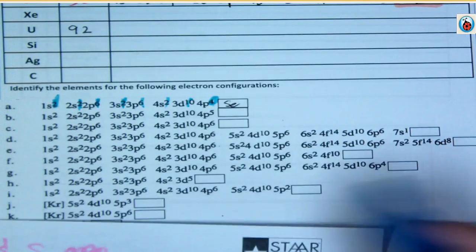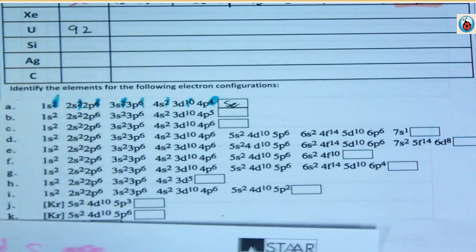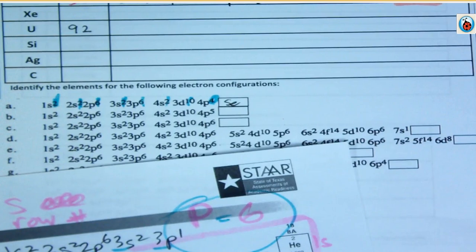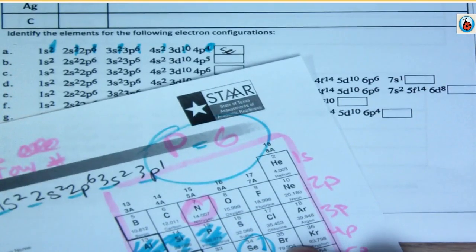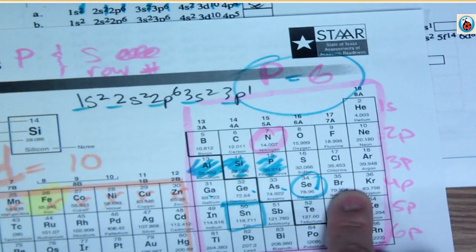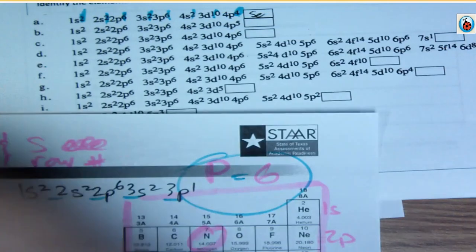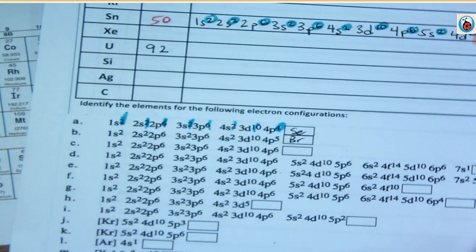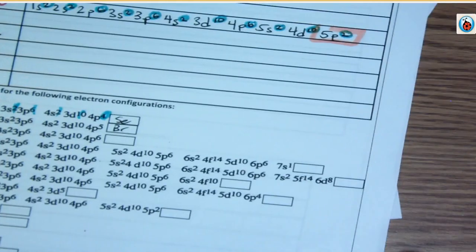So you put those elements there. Pretty simple. And then 4p5 is one more over, right? Because 4p4 is selenium, 4p5 is the one next to it. 4p5, bromine. So that is bromine. Oh my goodness. Can you believe it? This makes no sense to you at the beginning of class, and now it makes complete sense.